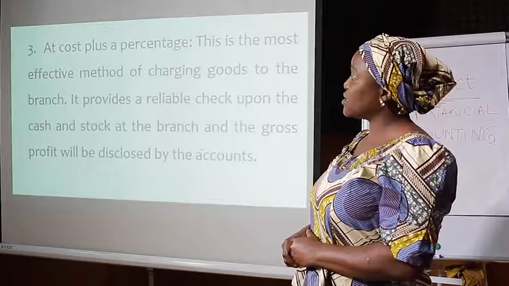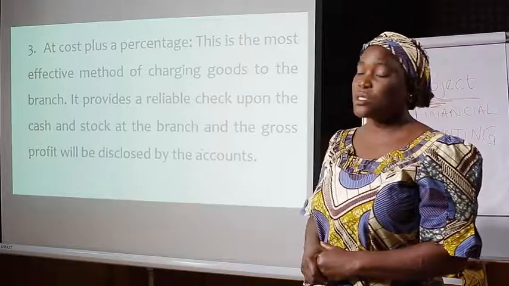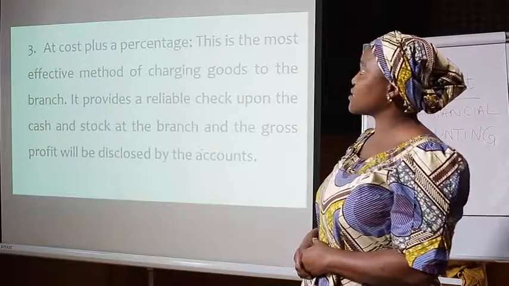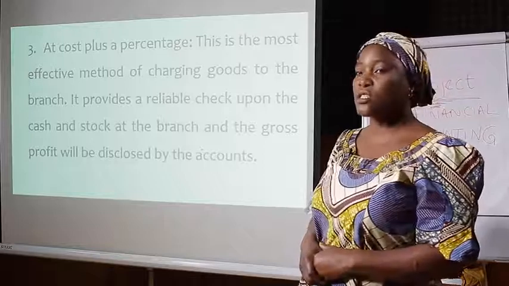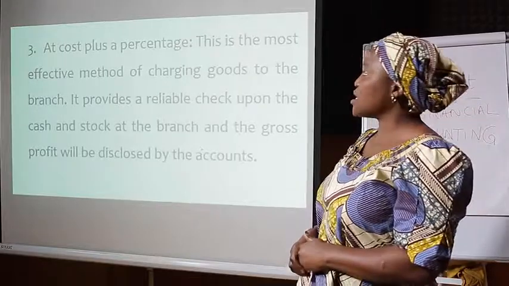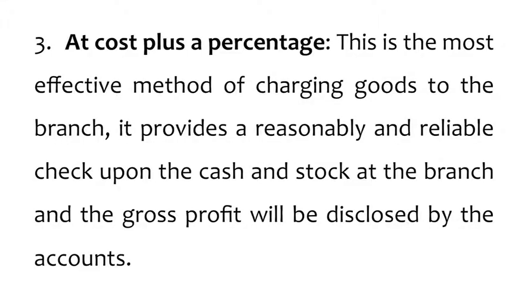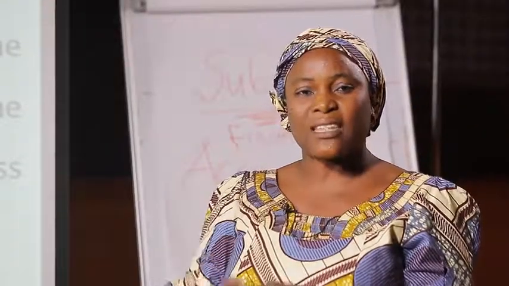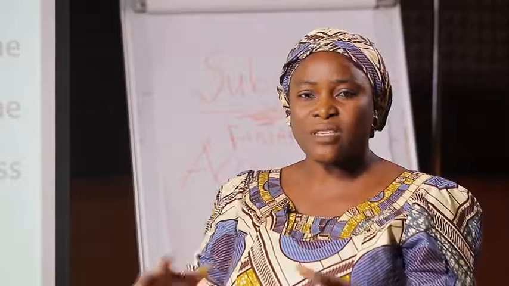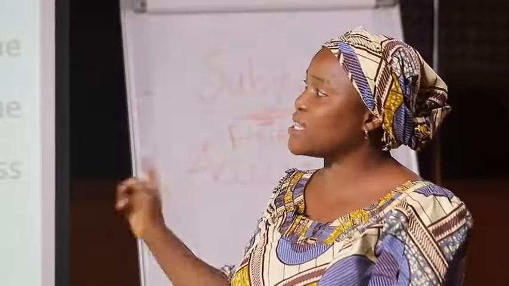And the third pricing method is the cost plus a percentage method. Cost plus a percentage method is the third method of branch accounting. This method is the most effective method of charging goods to the branch. It is reliable because it checks upon the cash and the stock at the branch. And it also gives the head office the gross and the net profit. The transactions are so transparent in this method.